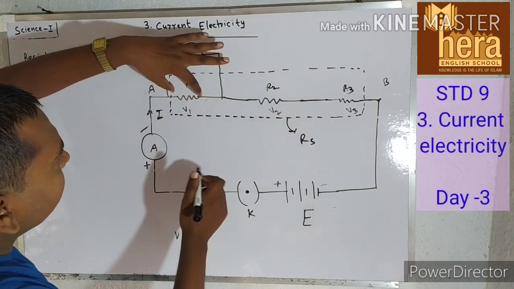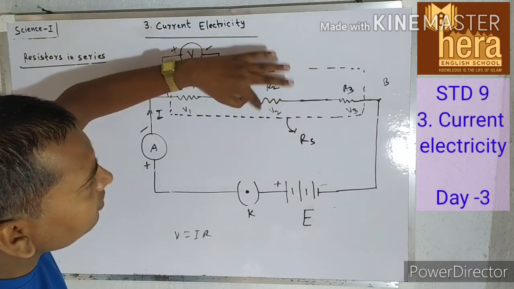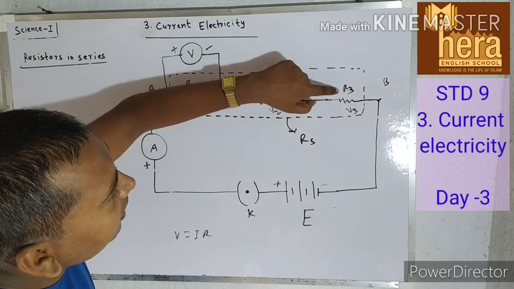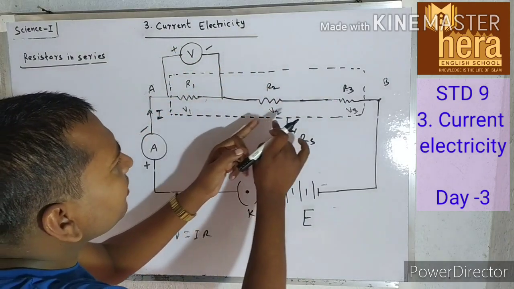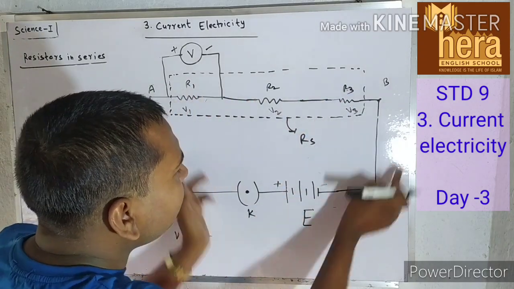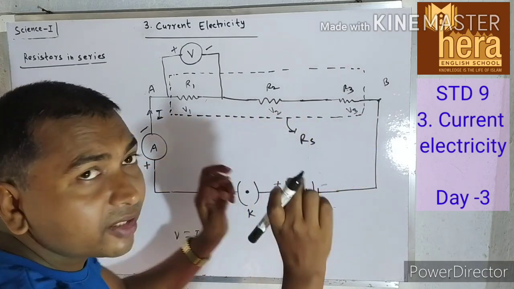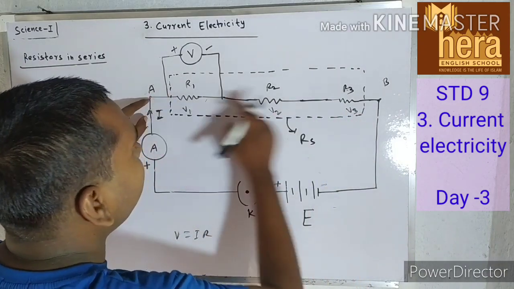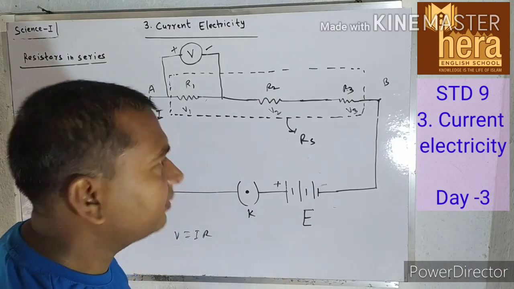So this is V1, this is V2. The potential drop across R2 is V2. The potential drop across R3 is V3. If you add V1 plus V2 plus V3, that gives E. That gives the total potential difference between point A and B. That is how much? E.